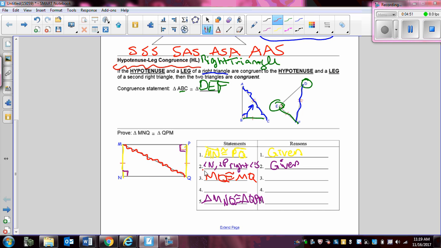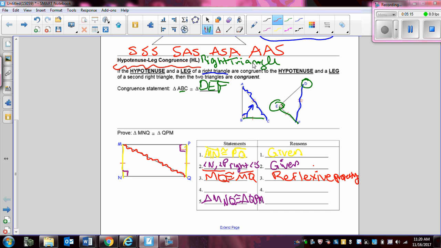Those are both a side, same side. And since they're sharing it, it's the same side. We're going to say that it's the reflexive property. Okay. Now we can prove these triangles are now congruent.